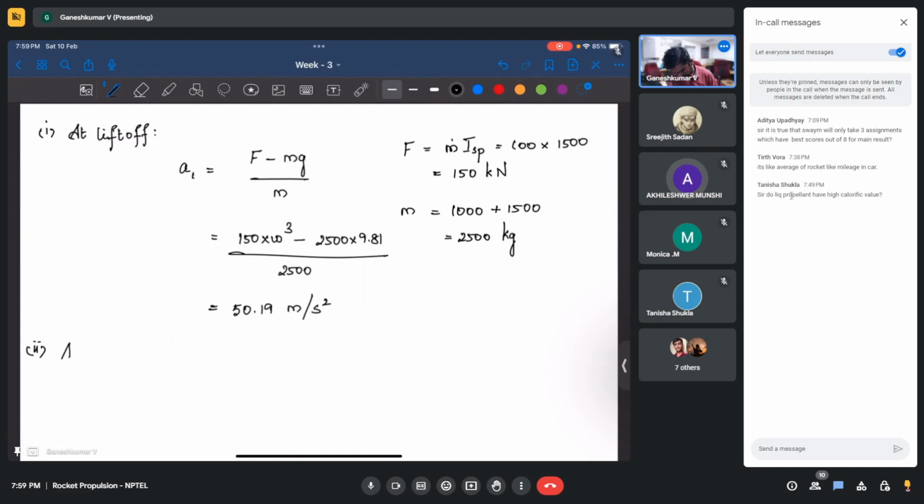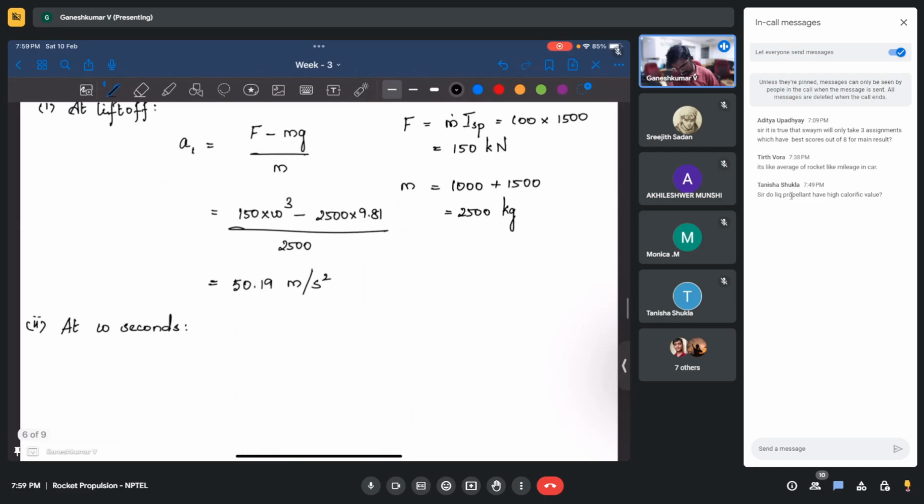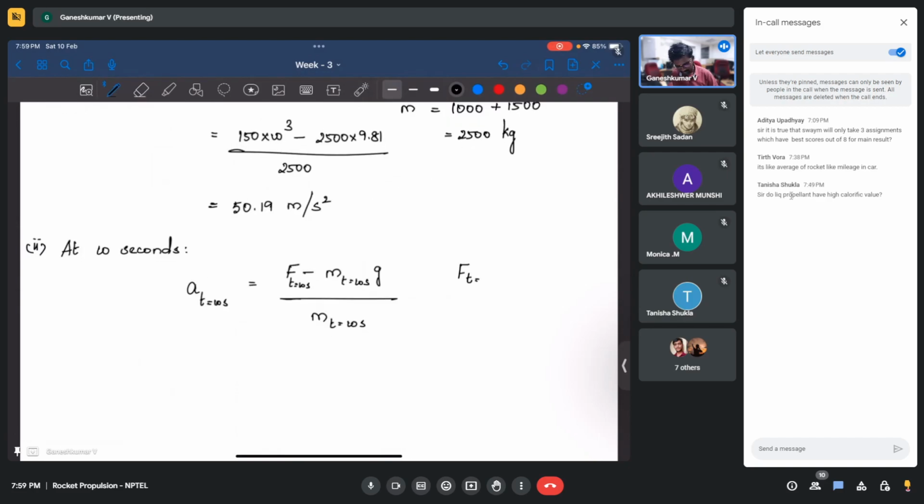Okay, now at 10 seconds, what is going to be my mass at 10 seconds? So the acceleration at t equal to 10 seconds is again equal to F minus m at t equal to 10 seconds times g, divided by m at t equal to 10 seconds. This is what we need to find. What are F at t equal to 10 seconds and m at t equal to 10 seconds?